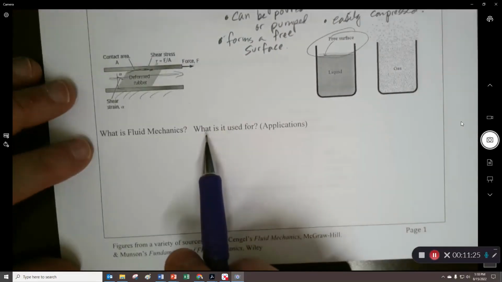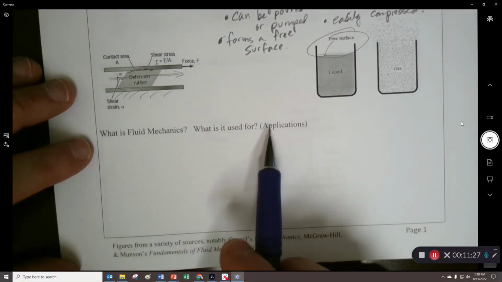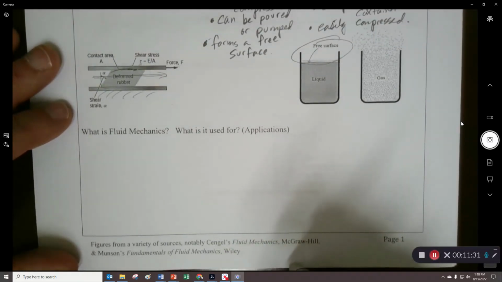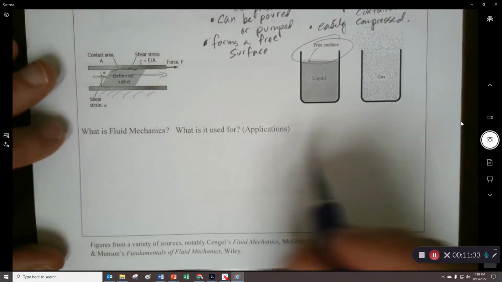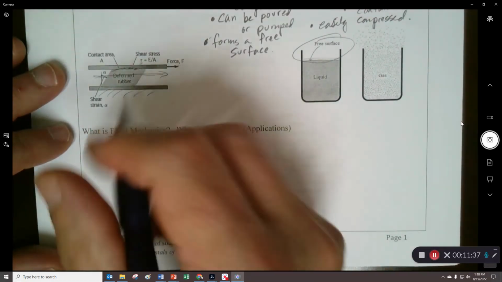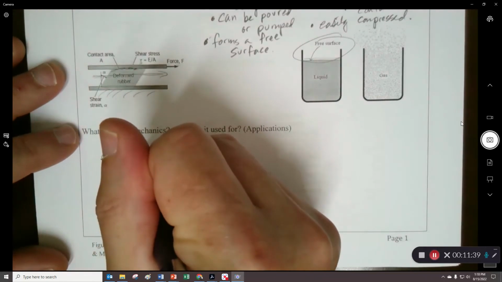So we define what a fluid is. Let's say what fluid mechanics is and what it's used for, the applications. I have a couple of things to look up in there. But first, I would say that we take a look at the name, right? We've already established that fluids are liquids and gases.